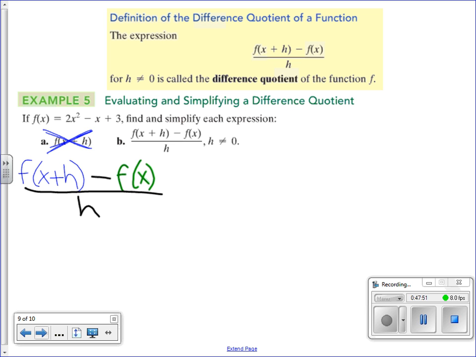Now, why are we saying that h cannot be 0? I'm sorry, Sebastian? Can't divide by 0. Thank you. So, let's get started.